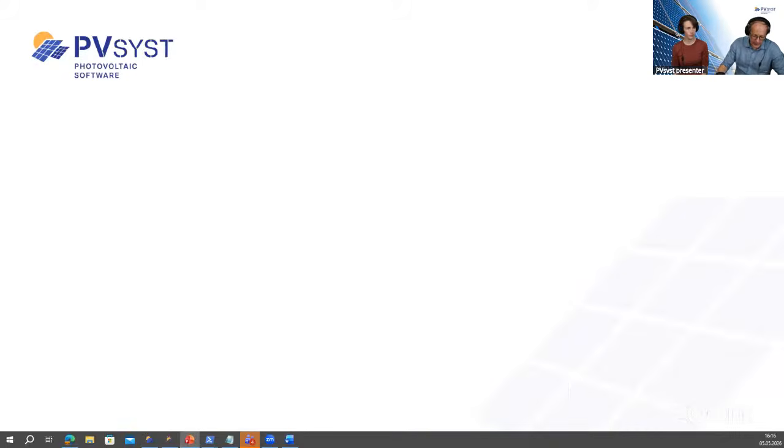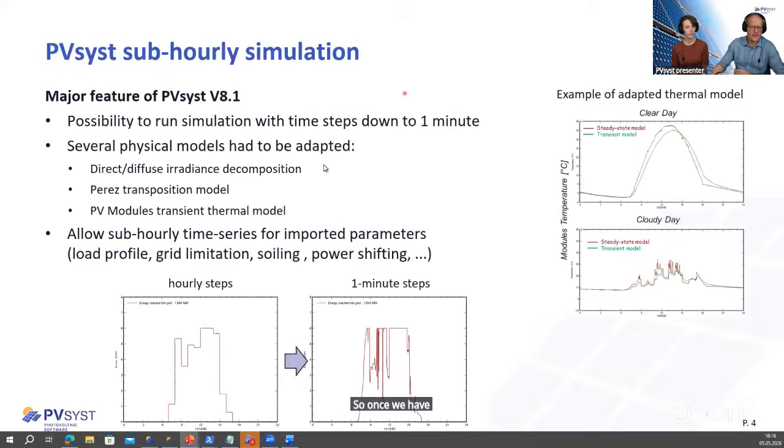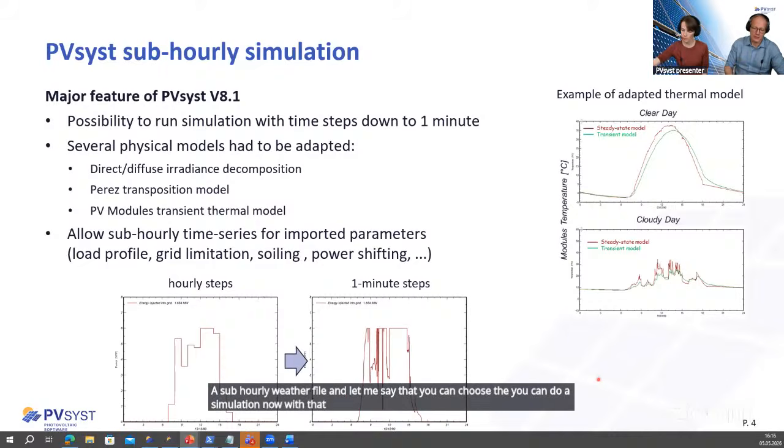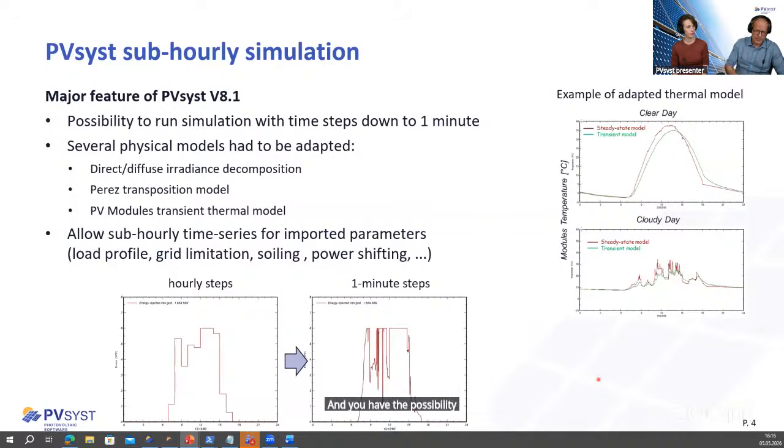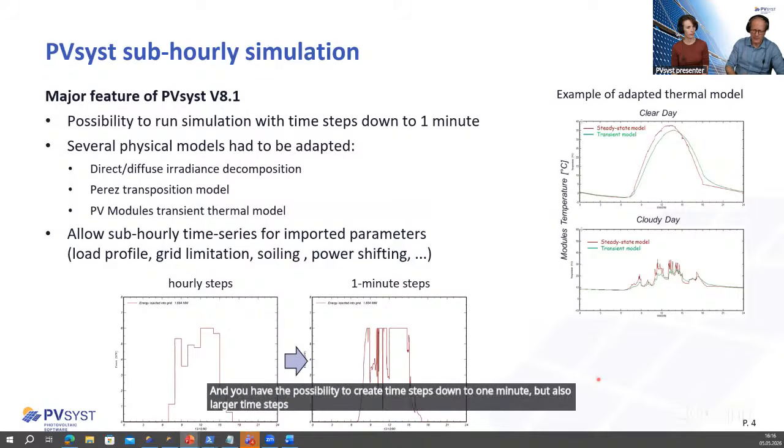So once we have created a sub-hourly weather file, you can do a simulation now with that, and the simulation that you will run in PVsyst is based on the time steps that PVsyst will find in the weather file. And you have the possibility to create time steps down to 1 minute, but also larger time steps like 5 minutes. We've just seen an example of Ariane, 10 minutes, 15 minutes. I mean, it's your choice.